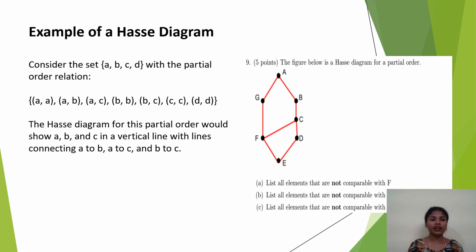Example of a Hasse diagram. Consider a set {A, B, C, D} with a partial order relation. The Hasse diagram of the partial order would show A, B and C in a vertical line with lines connecting A to B, A to C and B to C. Hasse diagrams provide a clear representation of an ordering relationship. They are easy to understand even for a complex set.